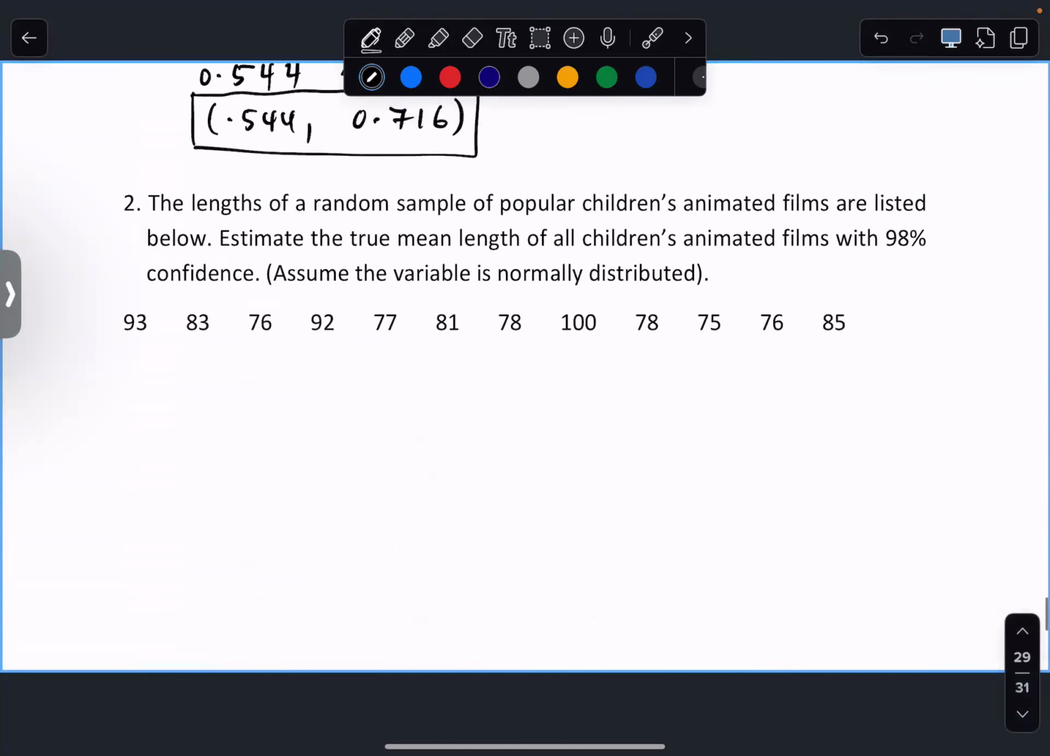Okay, next example. The lengths of a random sample of popular children's animated films are listed below. Estimate the true mean length of all children's animated films with 98% confidence. Assume the variable is normally distributed. And so this one is not proportion.